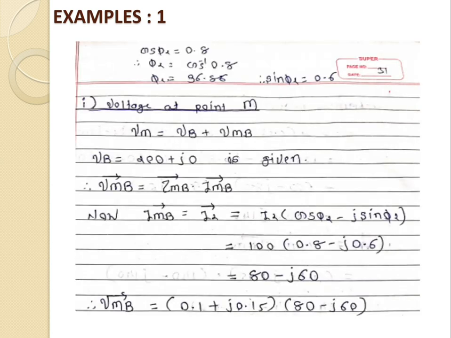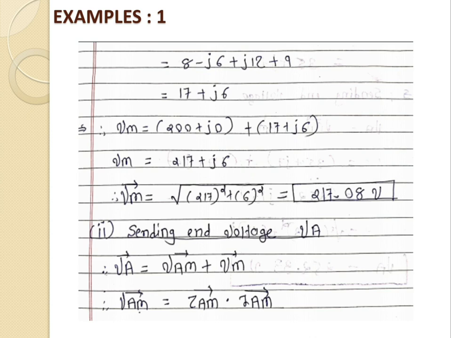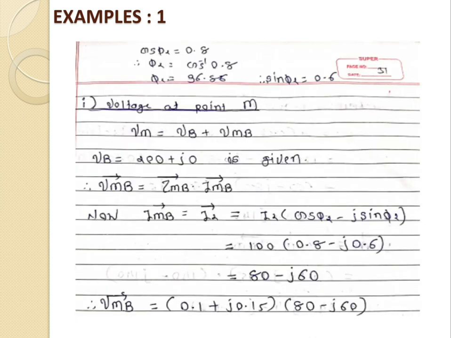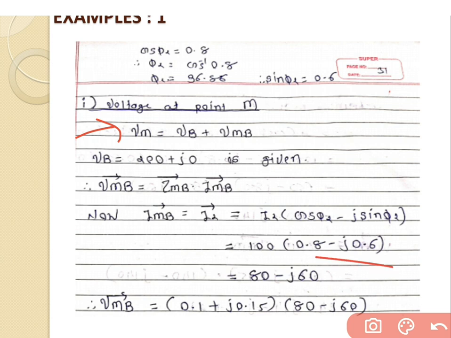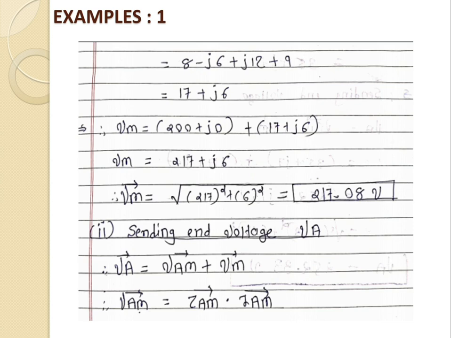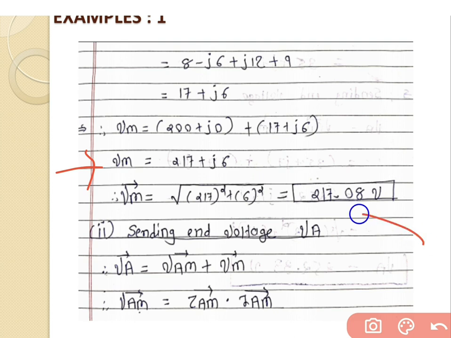So try to solve the equation. We can get the answer, 8 minus j6 plus j12 plus 9, that becomes 17 plus j6. Then apply, now we can get the value of Vm. So Vm is equal to 200 plus j0 plus 17 plus j6. So we can get the answer for the Vm, that is equal to 217 plus j6. In terms of polar form, try to find out the magnitude of the voltage at the midpoint, that is equal to 217.08 volt. So this is the answer for the first case.